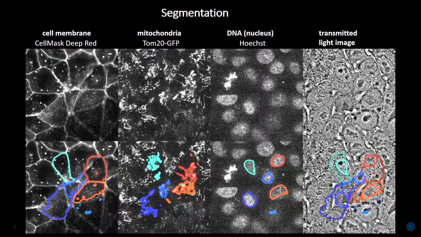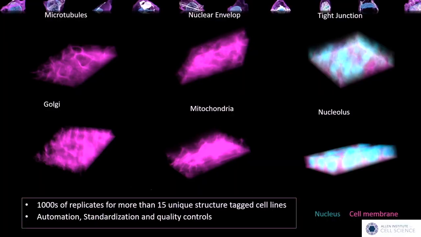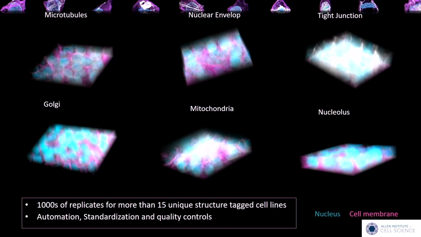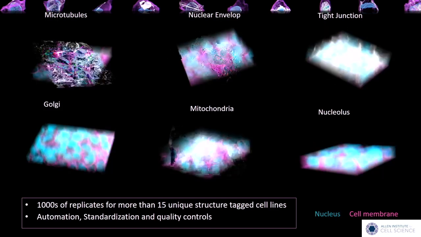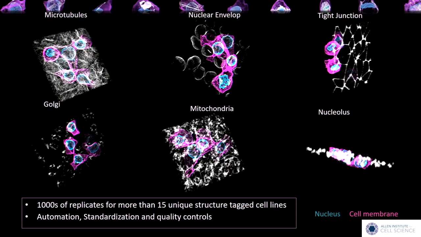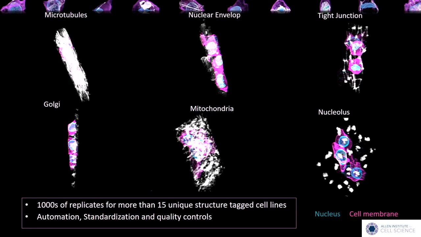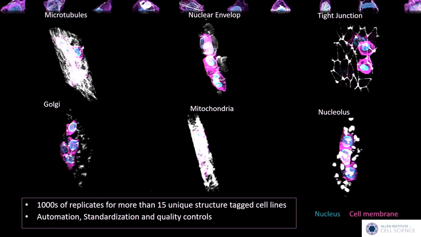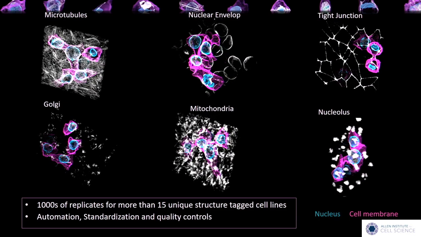We've overlaid here the segmentation of these cells. And here I'm showing you 6 different examples of Z-stack collected by our team. We do this for over 1,000 replicates, and we've done this at the moment for more than 15 unique structures. So all of this is done with automation, standardization, and very stringent quality control.